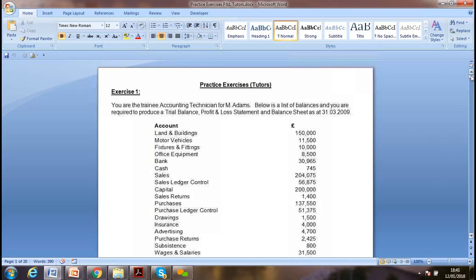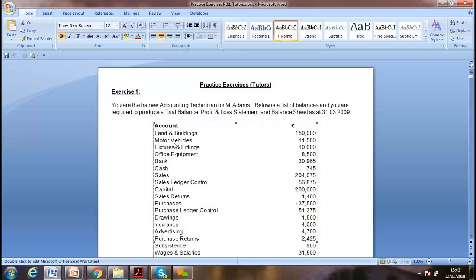Okay. So first we are looking at land and building. What is land and building? Is it an asset? What do you think? Asset. Asset goes on the debit side. D stands for debit, E stands for expense, and A stands for asset. So an asset goes on the debit side.